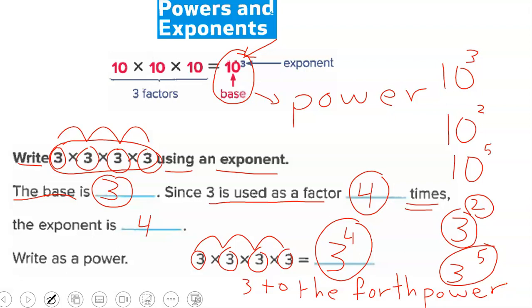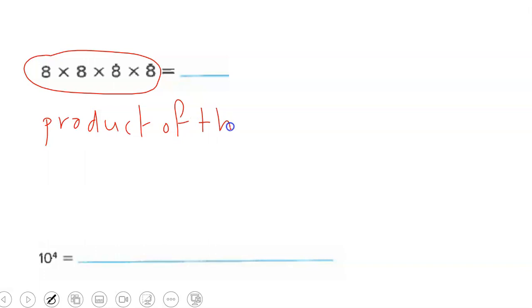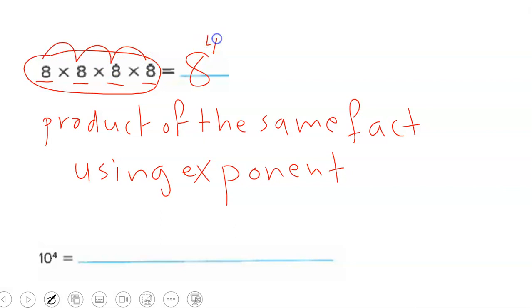Okay, now let us take one example. What do we call this equation? We call it a product of the same factor. What we need to do is write it using exponent. Now I write the base. What is the base? The factor I multiplied, it is 8. How many times did I multiply it? 4 times.